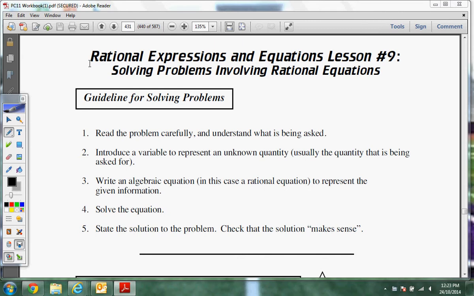Introduce a variable to represent an unknown quantity. Usually there's something we don't know. Write an algebraic equation, in this case a rational equation, because that's what the unit's about. Then solve the equation and state the solution. Then we check the solution to make sure it makes sense. What does that mean? Do I have a negative length? That wouldn't make sense. Do I have negative time? That wouldn't make sense.